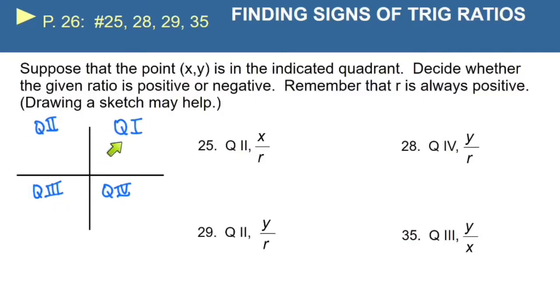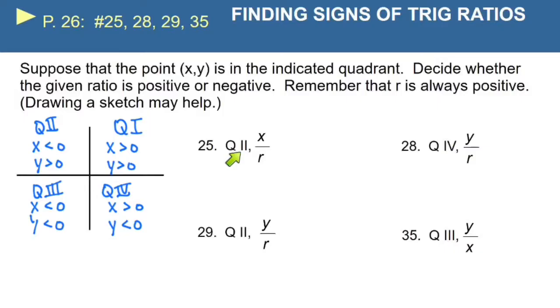Now here in quadrant 1, all the x values are positive and all the y values are positive. So let's just write that. X is greater than 0 and y is greater than 0. That's how we write positive. So x is positive, y is positive. In quadrant 2, x is negative, so x is less than 0, but y is still positive. In quadrant 3, x is negative and y is negative. And in quadrant 4, x is positive while y is negative.